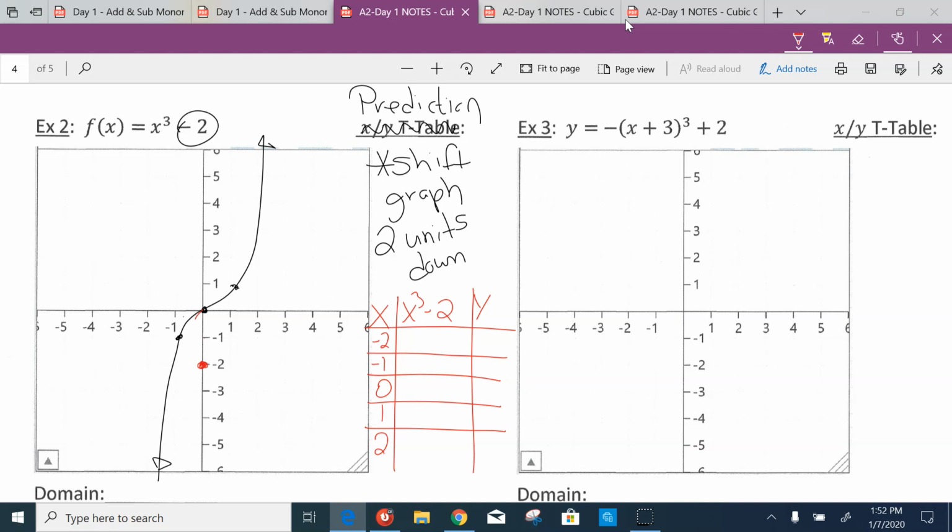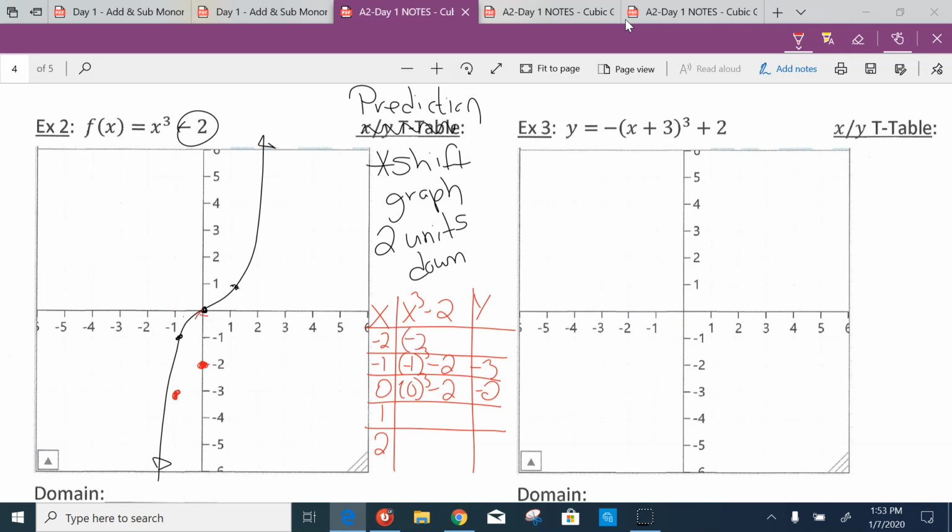So let's start with 0. That's always the easiest one. 0 to the third power is 0. Minus 2 is -2. So 0, -2, bam. I already predicted it was going to drop down 2, and that shows it right there. -1 to the third power is -1. -2 more is -3. So I go -1 to the left and then down to -3. So there's a point right there.